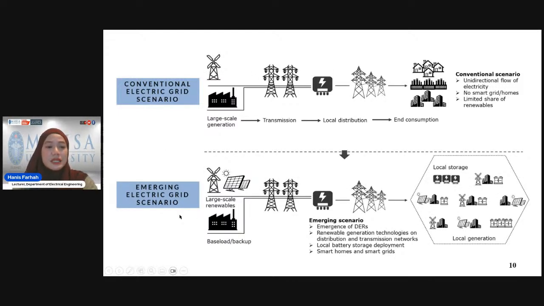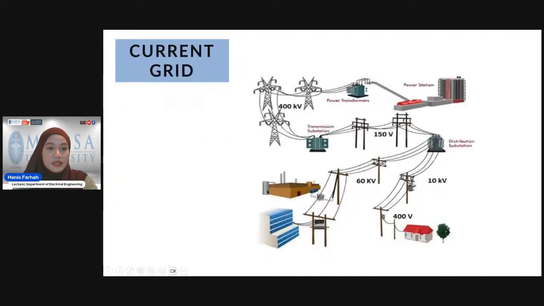So the emerging electric grid scenario will involve a large scale of renewable energy. You can see here there is a local storage. It's not dependent on the generation side only. Okay, so I will just go through these slides, and I will explain this slide in more detail in the next slide. So we move to the next slide.